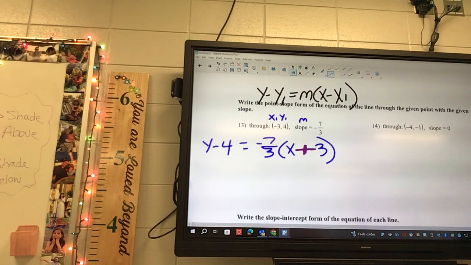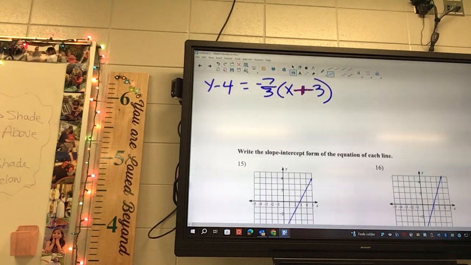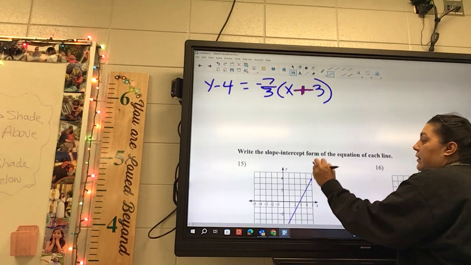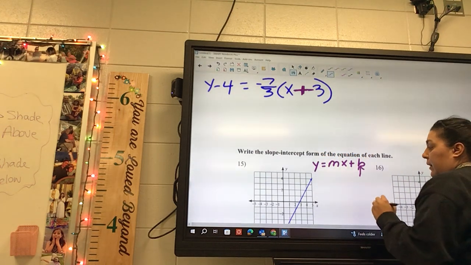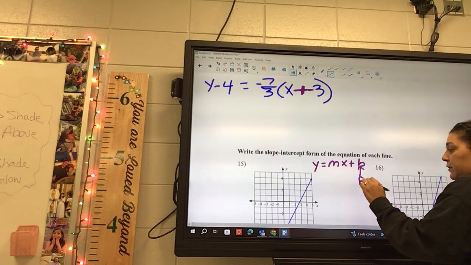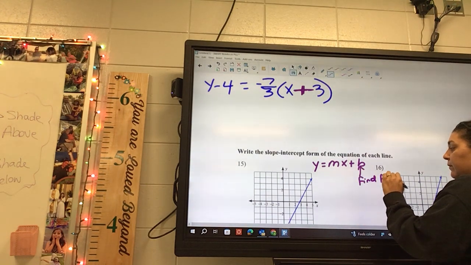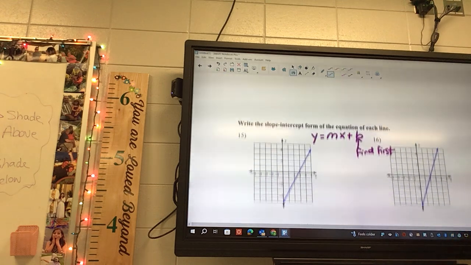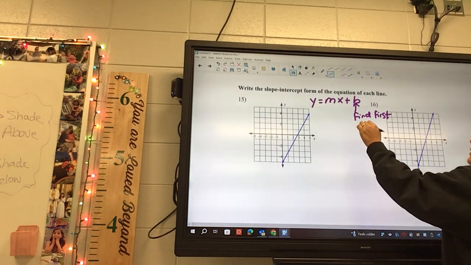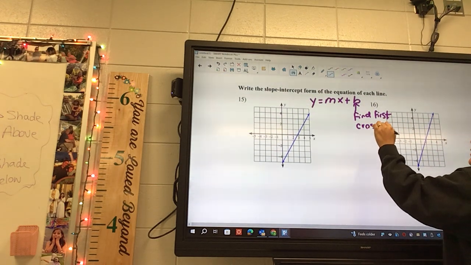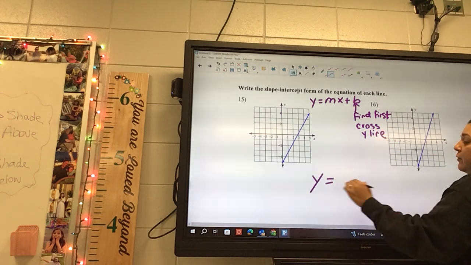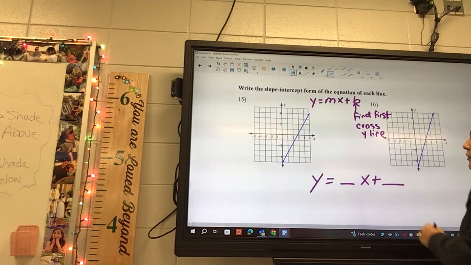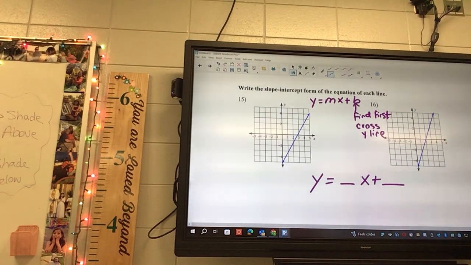Okay, 15 says write the slope-intercept form of the line. Okay, so this is the formula. First of all, you need to find this first, and it's where it crosses the y line. Okay, so I already know my answer is going to be y equals blank x plus blank. So we fill in this part first. So where does it cross the y line?